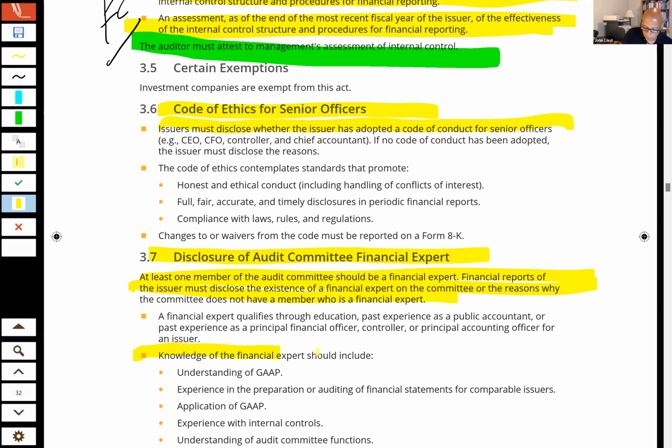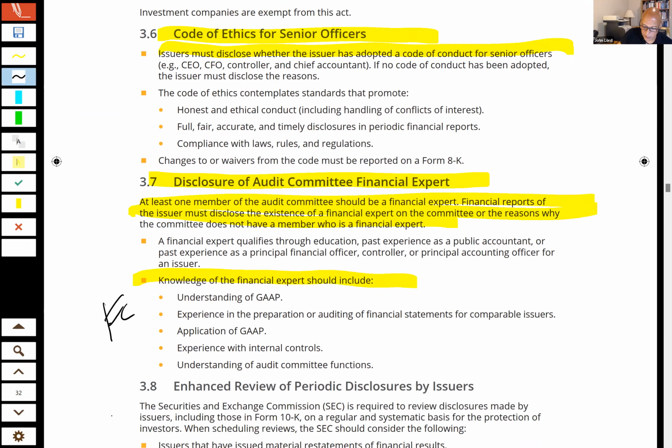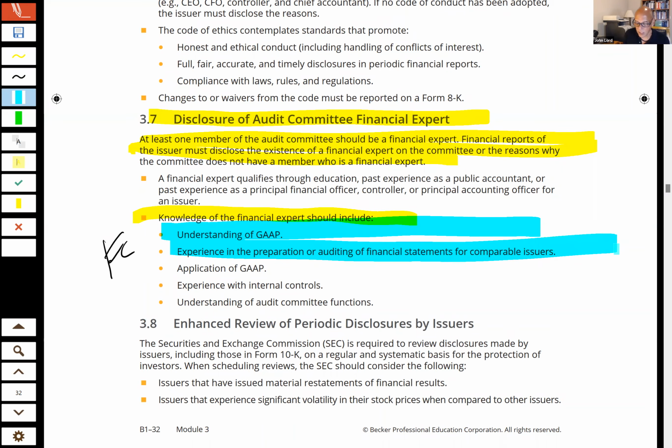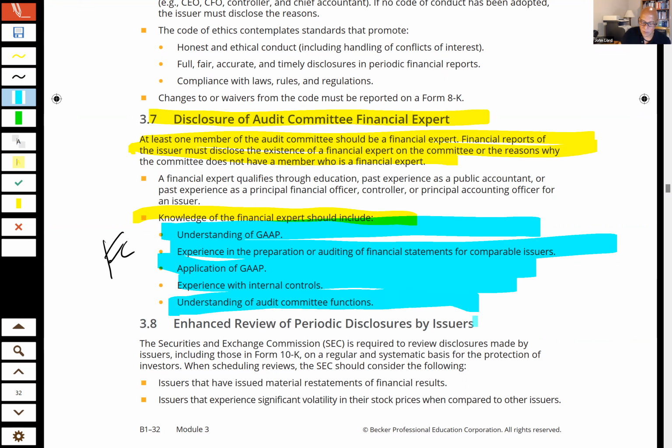Okay, so what should you have as that expert? Let's go ahead and flashcard this. Understanding of GAAP. You're going to get that through your study of the FAR section of the exam. Experience in preparation or auditing financial statements of comparable issuers. You get your CPA, you work, right? Application of GAAP, you. Experience with internal controls, you. Understanding of audit committee functions, you. Those are the kinds of things they're going to be looking for coming from you, and passing the CPA exam is a good start towards all of that, right?